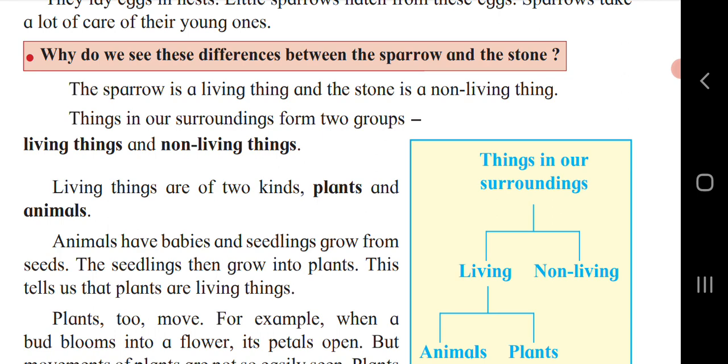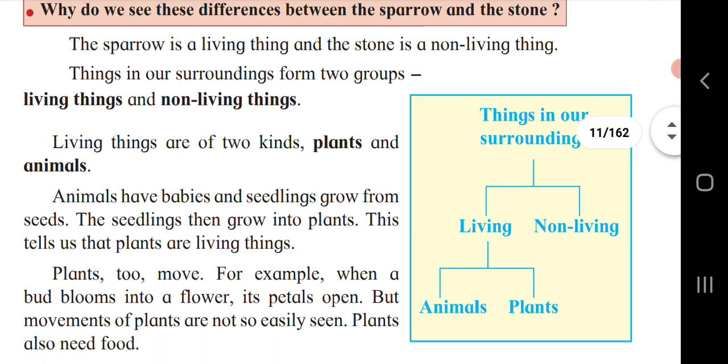Why do we see this difference between the sparrow and the stone? The sparrow is a living thing and the stone is a non-living thing, due to which we find the difference between them. Because a sparrow, anytime, according to its wish, can move from one place to another, but the stone cannot move from one place to another without someone's choice.